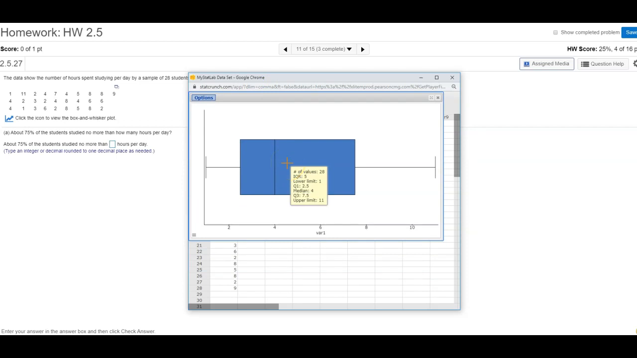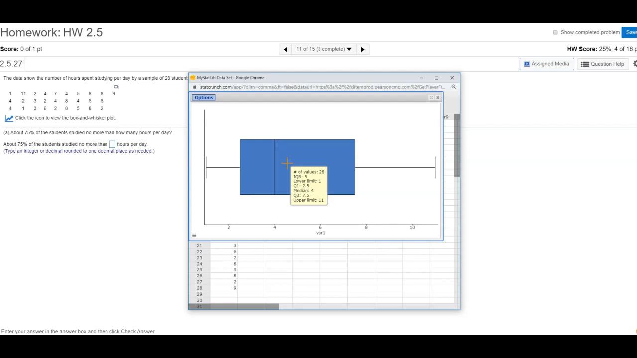So what I want you all to see here is that my Q1 is 2.5. That means 25%. My first quartile is 2.5. My second quartile, which is my median, is 4. My third quartile is 7.5. Remember, first quartile is 25%, second quartile is 50%, third quartile is 75%.